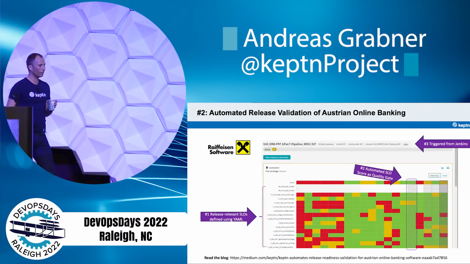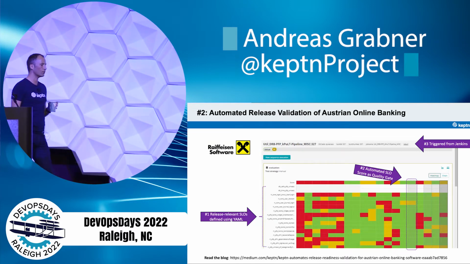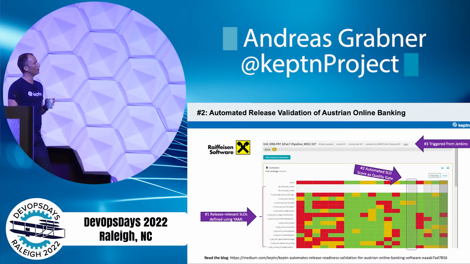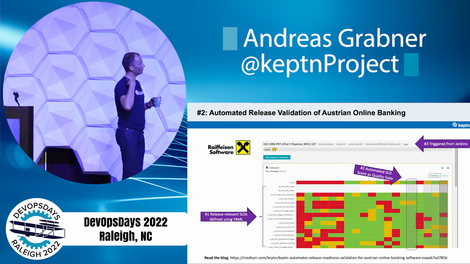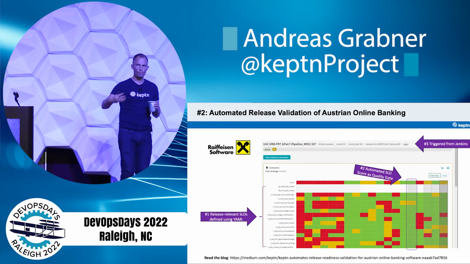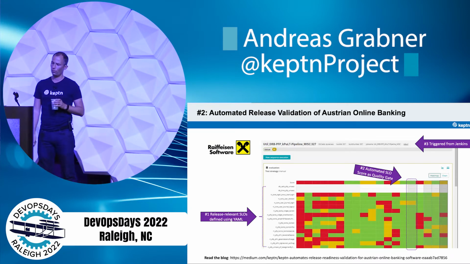Next use case, this is kind of dear and close to my heart. The Austrian software company Raiffeisen Software is building pretty much everything from the Austrian online banking software, so mobile banking and all that stuff. They have integrated this into Jenkins. Every time Jenkins builds a new build of the online banking and executes JMeter tests, they use Keptn to validate if this software is good or not good, and to go into production.